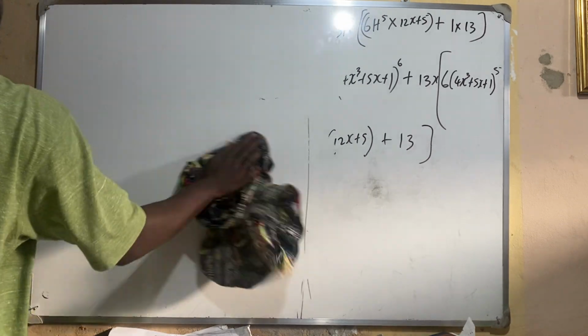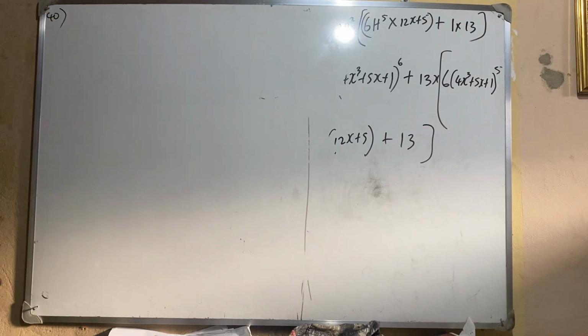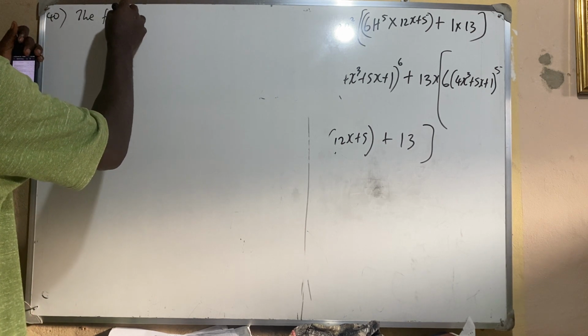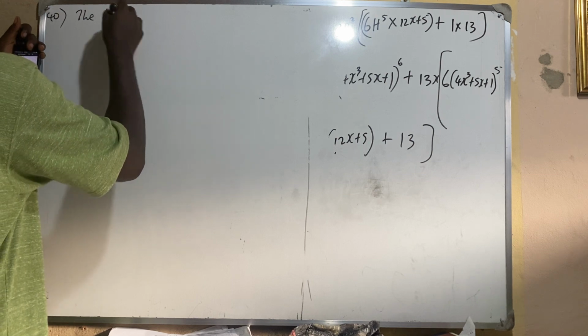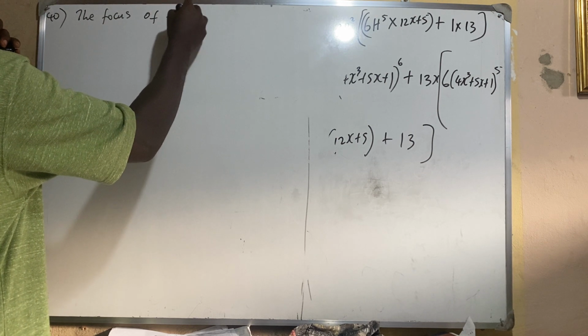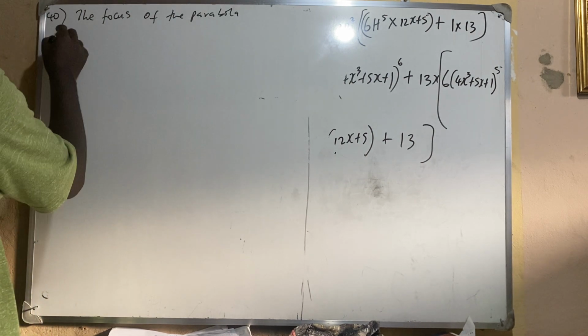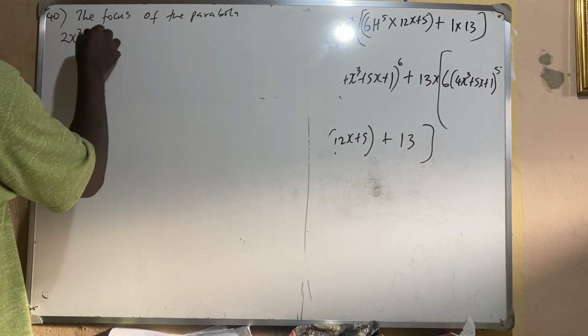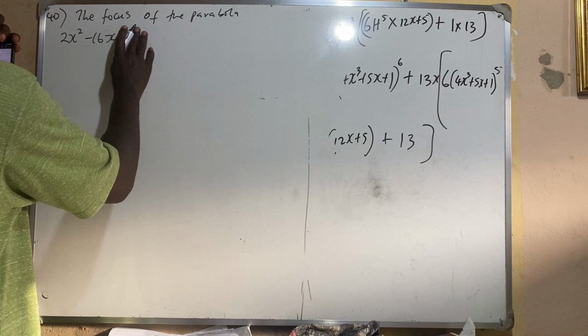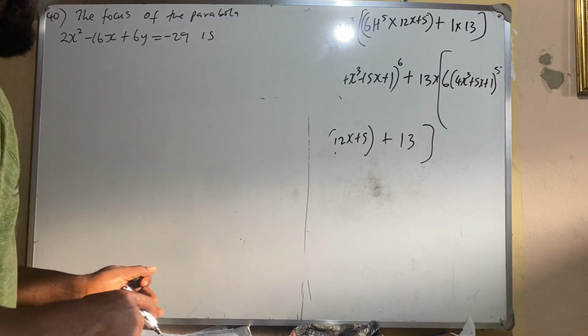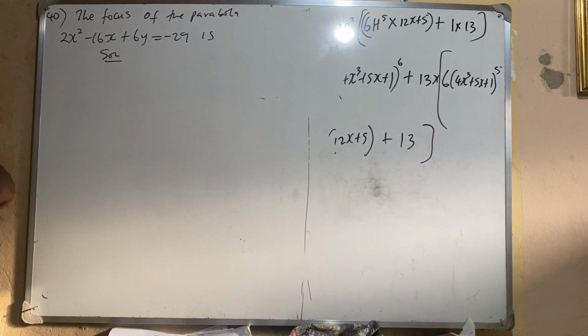The last question I'm going to solve here is question number 40. Question number 40 says the focus of the parabola 2x squared minus 16x plus 6y is equal to minus 29. Solution. First of all, this parabola is parallel to the y-axis because y does not have a square.